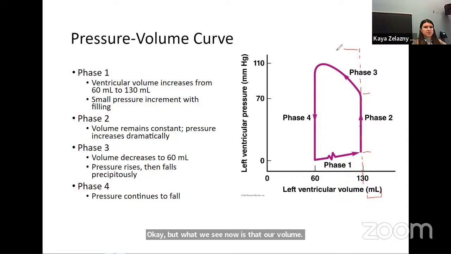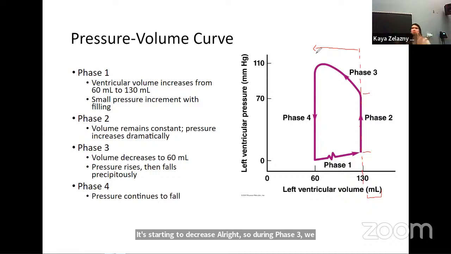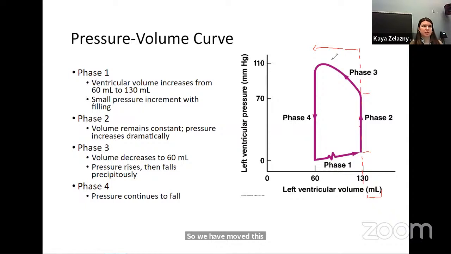But what we see now is that our volume is starting to decrease. Right? So during phase 3, we have now lost blood, which is a good thing because it went into the aorta and out to the body. So we have moved this curve back to the left because that blood went out to the body.